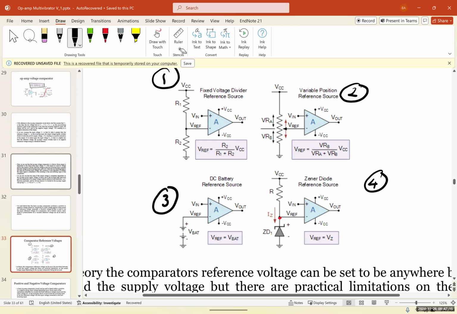The problem with number 1 and 3 is that the voltage is fixed. You don't have any control over the reference voltage. Number 2, you have some control, but there is a problem with number 1, 2, and 3. Can someone think of what the problem is with number 1, 2, and 3? That is almost solved, I could say, in number 4.